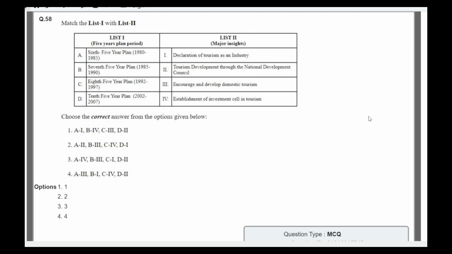So the answer was very simple here. If you only know when tourism was declared as an industry, you can answer this question from that option only, which is B ka one. So option number 4 would be your right answer. And the second one, which is your 10th 5 year plan, option D, tourism development through National Development Council. So NDC was established during the 10th 5 year plan. So you can answer this question through that option also.